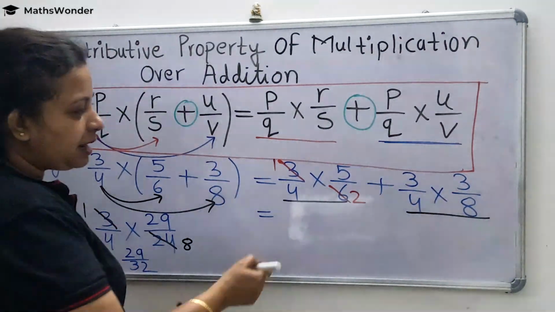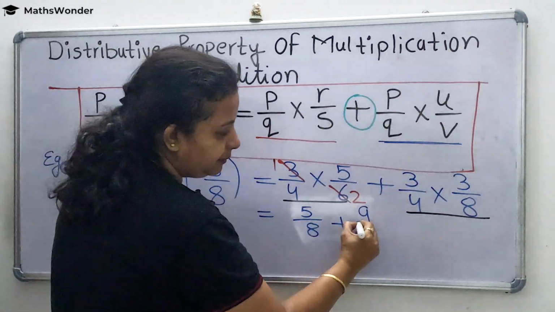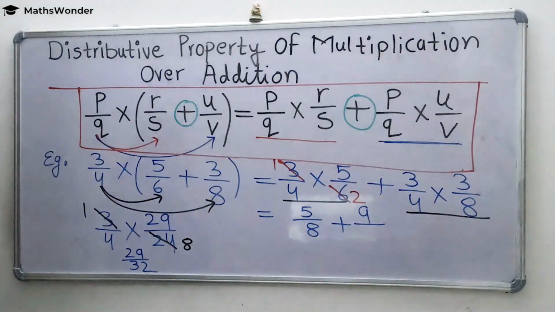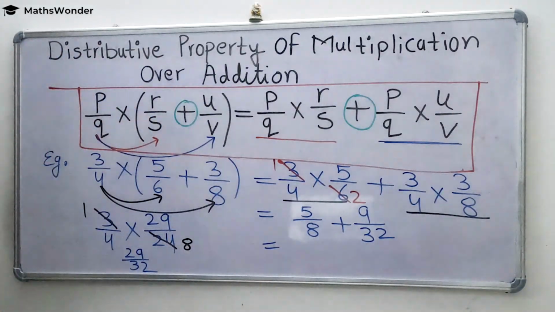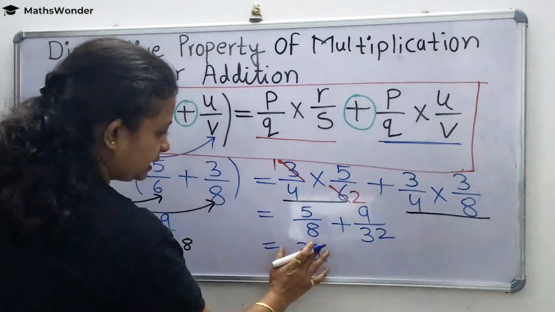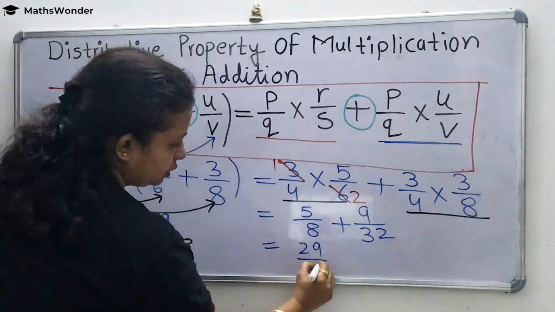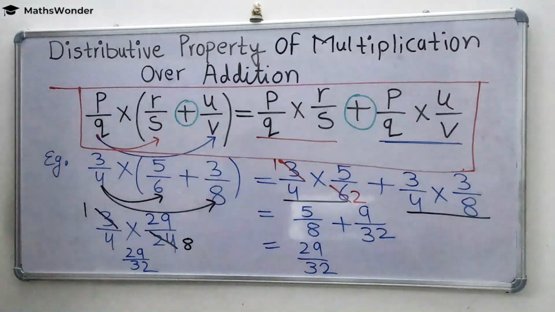Now the first part is numerator multiplied with the numerator, so it will become 5 over 8. The next part is 9 over 4 times 8, which is 32, right? Now we'll make the denominator the same and solve it. When you solve it, you will get the same answer, 29 over 32. So yes, this will work. Distributive property of multiplication over addition holds in natural numbers, integers and rational numbers. All the numbers.